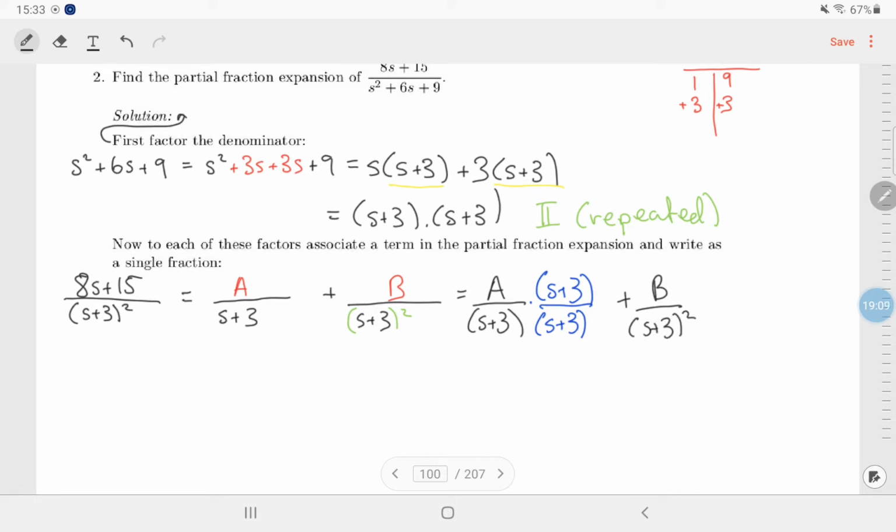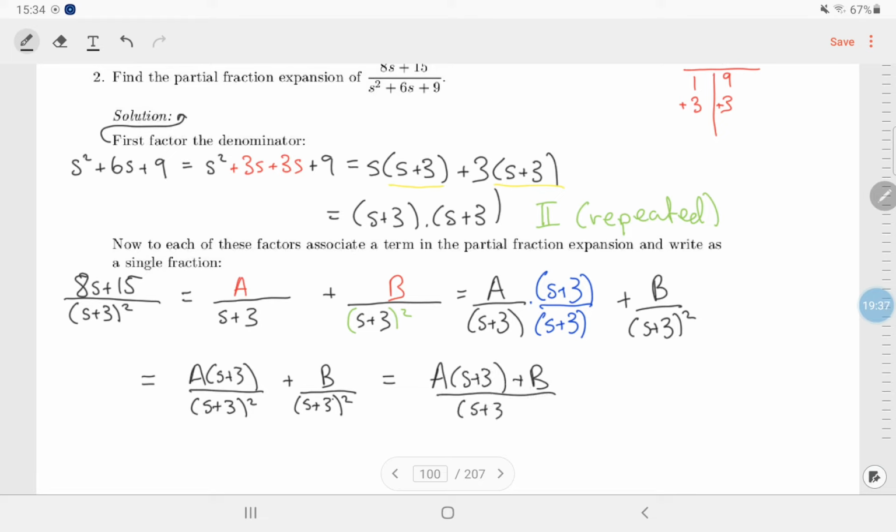So now it doesn't look like it, but we have a common denominator. Now I'll do an extra line here just in case you can't see it. So you have a times (s plus 3), and then the (s plus 3) by the (s plus 3) is (s plus 3) squared. And then you have b over (s plus 3) squared. And so you have a common denominator. You have a times (s plus 3) plus b, all over (s plus 3) squared.